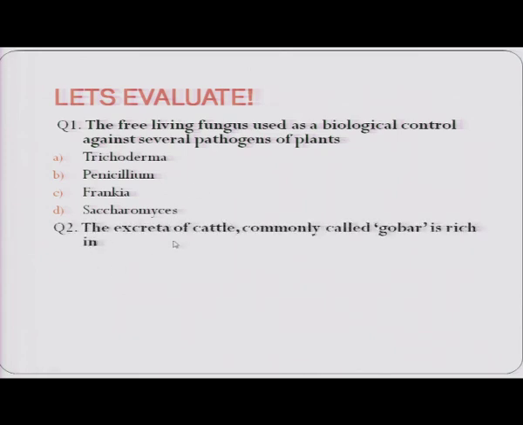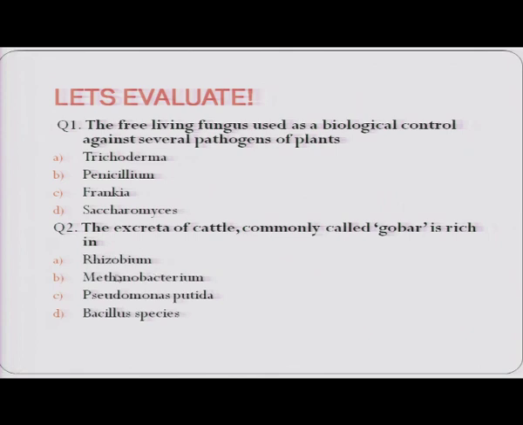Next question. The excreta of cattle, commonly called gobar, is rich in Rhizobium, Methanobacterium, Pseudomonas, Bacillus. Methanobacterium. We have learnt in this chapter, in this session, that the excreta of cattle comprises Methanobacterium like Methanococcus, which can be used for production of biogas.